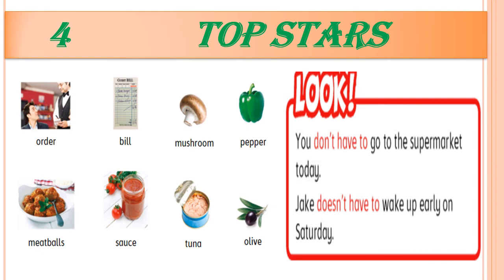Now, the next sentence is Jack doesn't have to wake up early on Saturday. Here the subject of the sentence is Jack. It's a singular noun, so we must choose doesn't. After doesn't or don't, we must choose the base form of the verb, and the base form is have to. So don't confuse: if you see a singular noun, maybe you think the correct answer is doesn't has to. No, after doesn't or don't, we must choose have to. Thanks. Well done, my students.